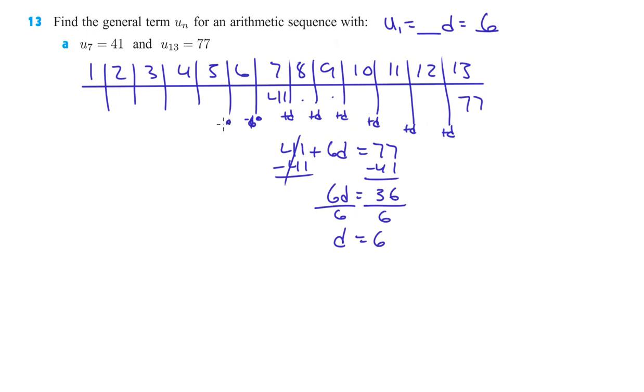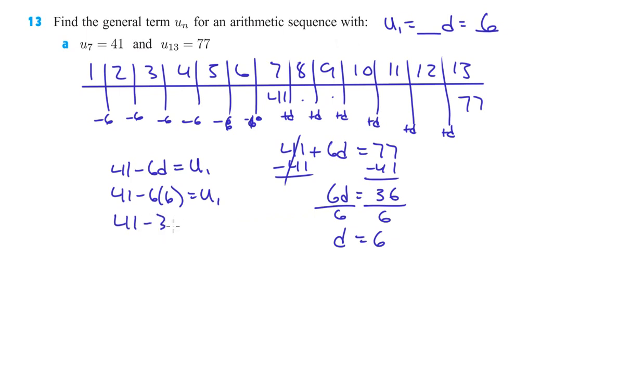Well, let's do this. Minus 6, minus 6, minus 6, minus 6, minus 6. 1, 2, 3, 4, 5, 6 times. So if we take 41 and subtract 6 d's, that's going to give us our first term, right? 41 minus 1, 2, 3, 4, 5, 6 differences will give us the first term. Okay, so 41 minus 6 times the difference, which we know is 6, equals u sub 1.